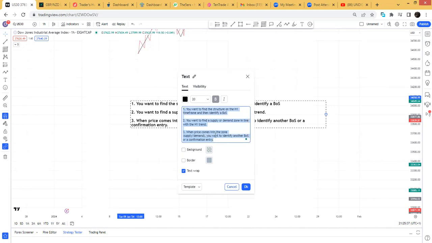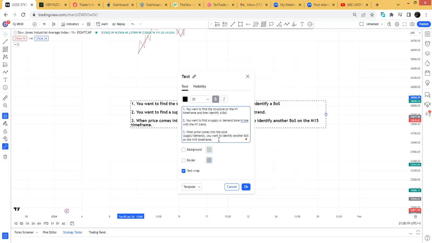When price comes into the zone, you want to identify another break of structure or a confirmation entry on the 15 minutes time frame. Now, for confirmation entries, I don't use the 15 minutes time frame, I use the 5 minutes time frame. But the guys in the mentorship know about confirmation entries using candlesticks. So let me take out confirmation entry here. You want to identify another break of structure on the M15 time frame.